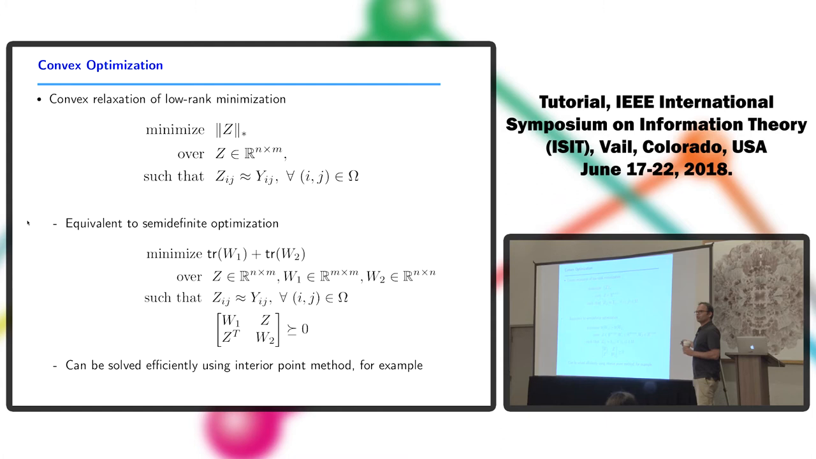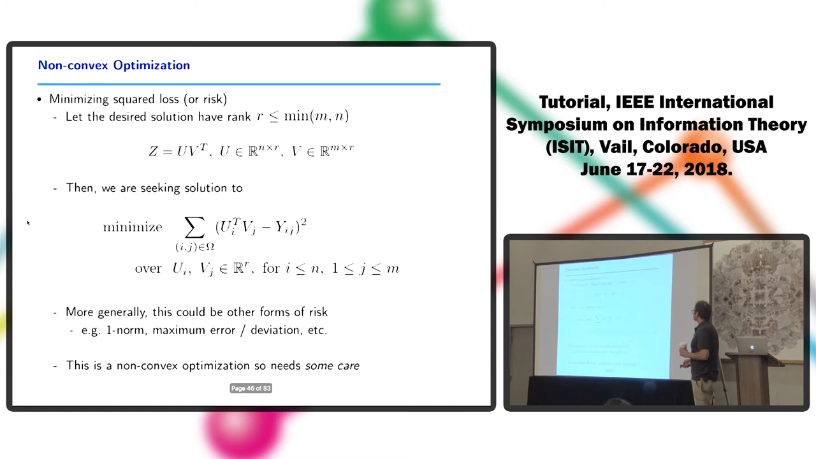Okay. So with that, it's easy to solve. The question is, how well does this recover? And that's the type of statistical question we'll ask. Another approach is to say, well, I don't want to do convex relaxation. I just want to go and solve the problem directly.